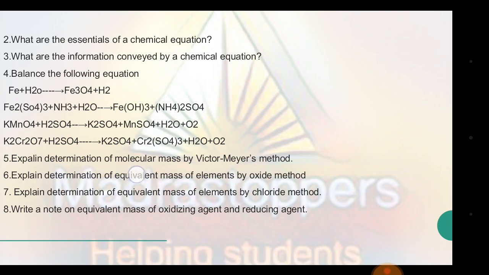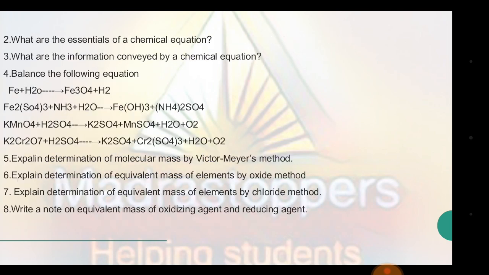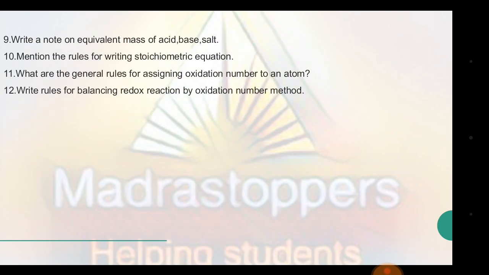Explain the determination of molecular mass by Victor Mayer's method. Explain the determination of equivalent mass of elements by oxide method. Explain determination of equivalent mass of elements by chloride method. So oxide method, chloride method. Finally, write a note on equivalent mass of oxidizing agent and reducing agent. Okay, write a note on equivalent mass of acid, base and salt.